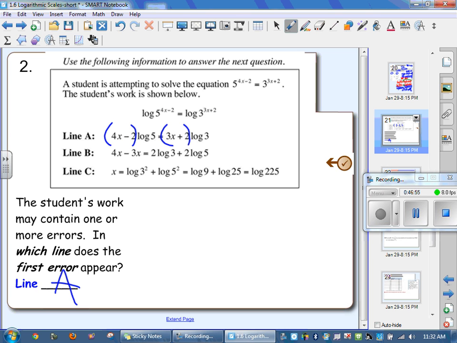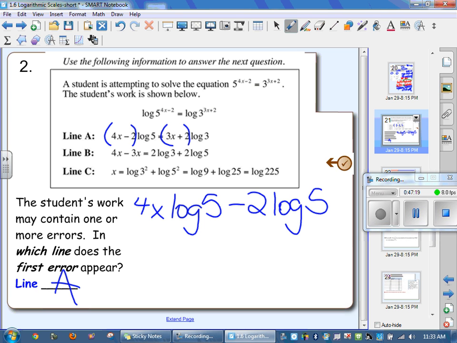So what we're going to do here from line A, we split the left side. So we're going to have 4x log 5 subtracting 2 log 5. So the 4x and the negative 2 each get log 5. Okay, it splits. And you'll have to do the exact same thing to the right-hand side. So the right-hand side will be 3x log 3 plus 2 log 3. Okay, so that's what you're going to get for the right-hand side. From that point, let's solve these. So I'm going to have one equaling the other.